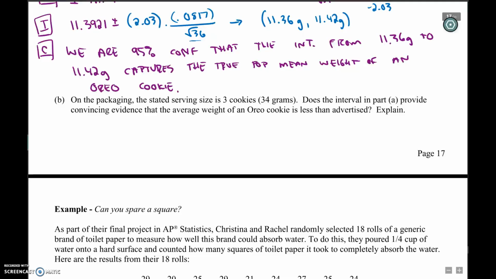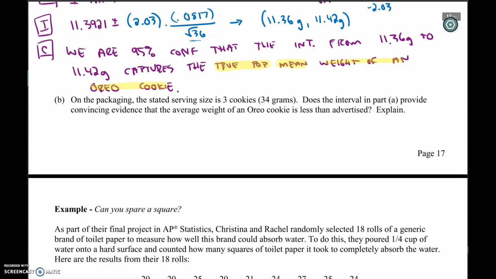So what do you need? You need context. You need to say something about weights of Oreo cookies. You need to give me the parameter of interest. You need to say mean or average. And you need to give me an indication that you're referencing the population value, true or population or something along those lines.